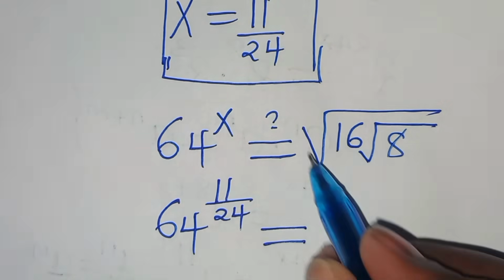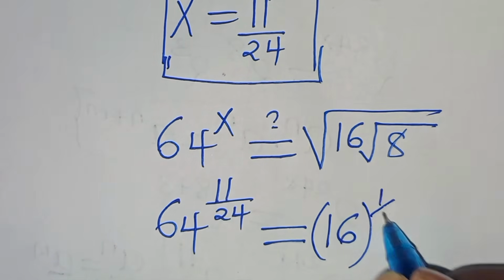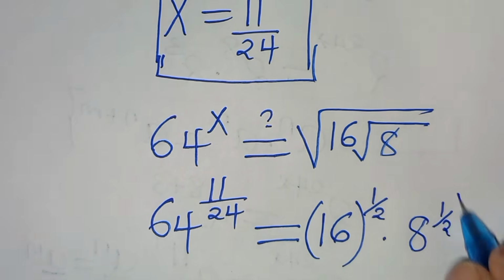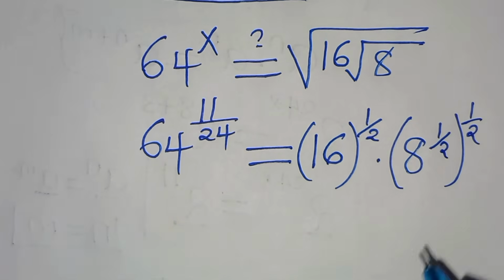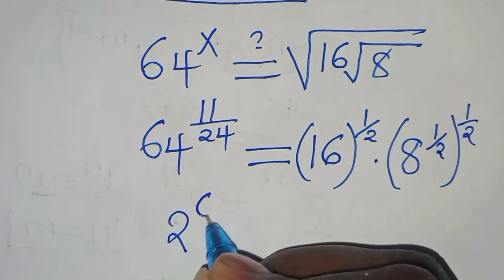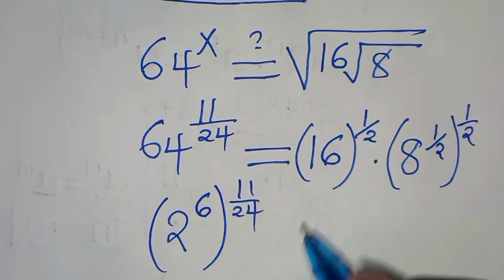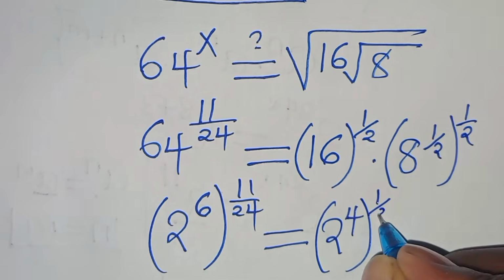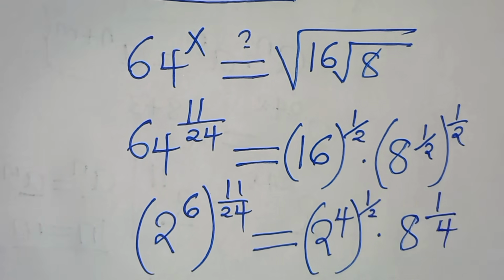This is equal to square root of 16. This is the same thing as 16 raised to the power of a half times 8 raised to the power of a half, then raised to the power of a half. Now, from here, we can express this as 64 is 2 to the power of 6 raised to the power of 11/24. This is equal to 16, which is 2 to the power of 4 raised to the power of a half, then times 8 raised to the power of 1/4.